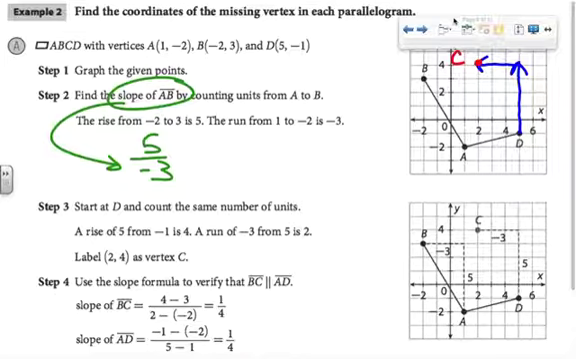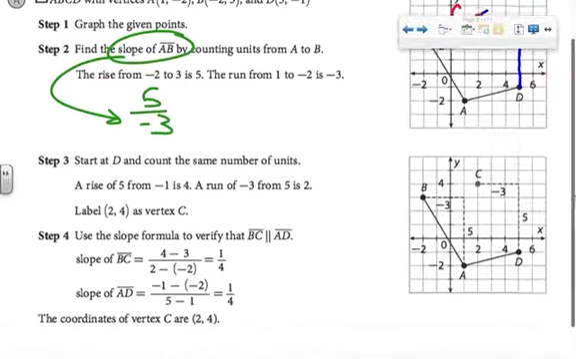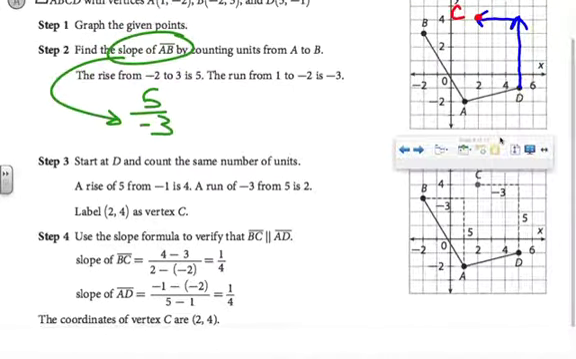And then it says in step 4, use the slope formula to verify that BC is parallel to AD. So they did that here. They found the slope of BC to be 1 over 4. They found the slope of AD to be the same thing. Therefore, they conclude that yes, that 2, 4 that they found is the 4th point. And if we connect the dots here, we see that it looks right. It looks like it's a parallelogram.